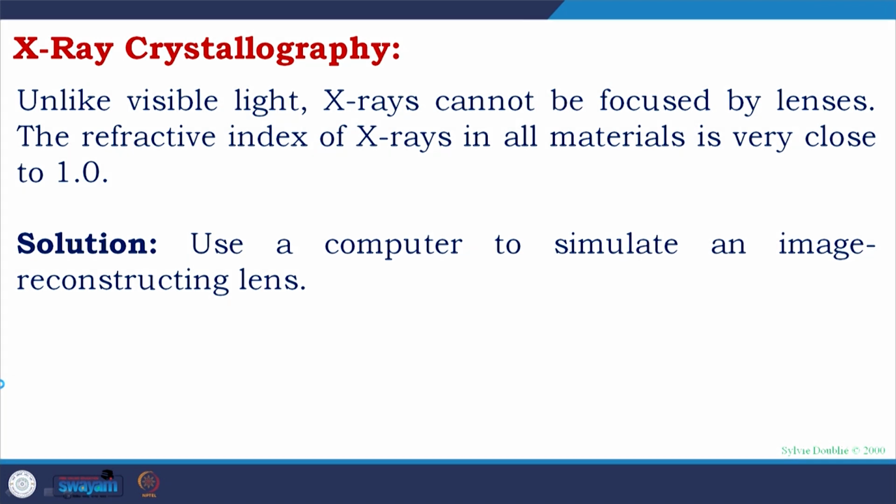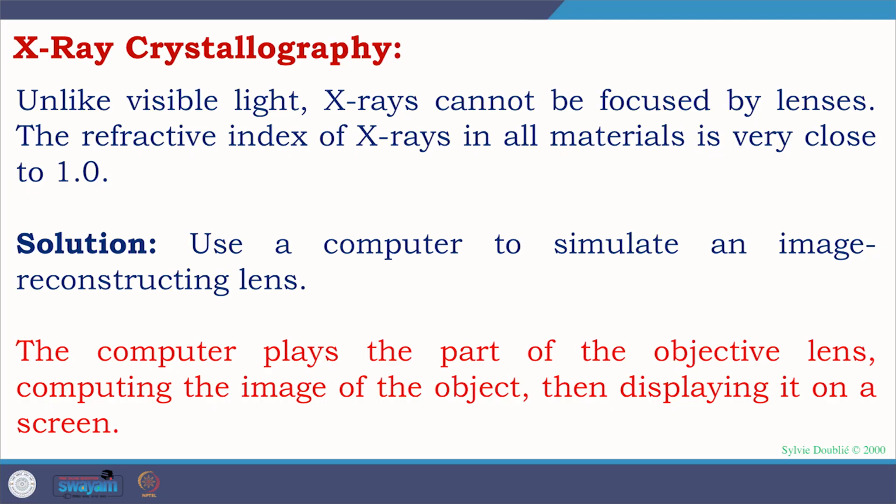We use a computer to simulate an image reconstructing lens. Instead of putting a lens in, as in a light microscope or electron microscope, we are using a computer, and the computer simulation through Fourier transformation is used as a lens here. The computer plays the part of the objective lens, computing the image of the object, then displaying it on the screen. So, you put in your data and the computer simulates it, processing it like the lens processes the light or the electromagnetic wave in a light microscope or in an electron microscope.